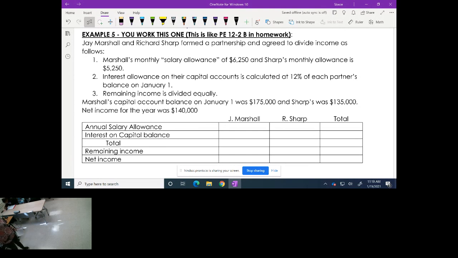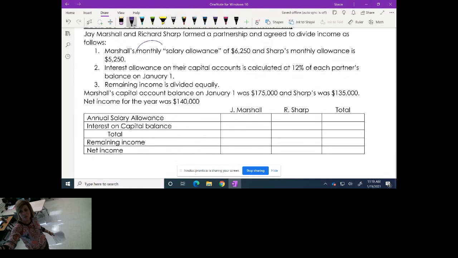All right, y'all make sure you notice on here, this is monthly, not annually. So you need to make sure you're watching that when you do a problem. It's a monthly salary. We're looking for annual on the allocation. So you'll have to multiply by 12. Did y'all catch that?